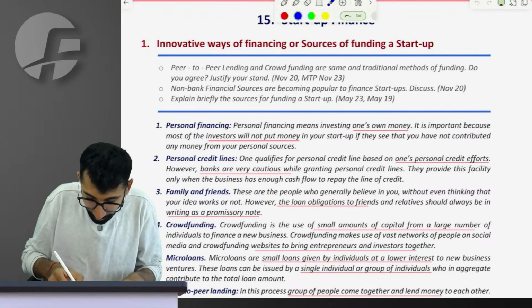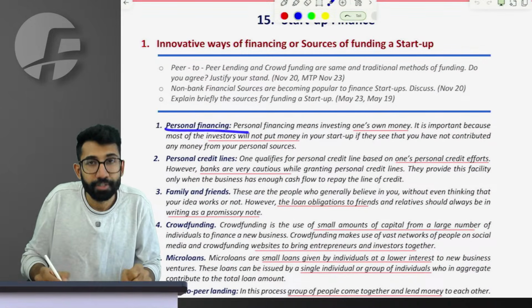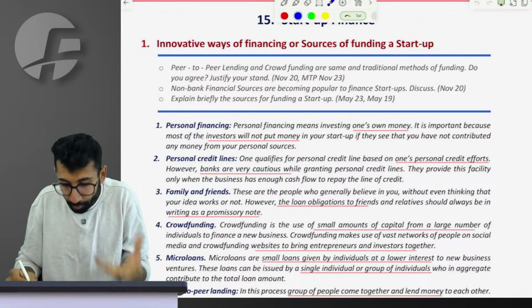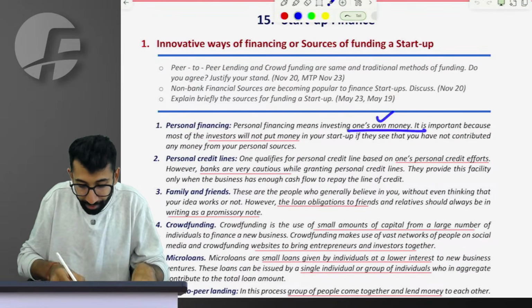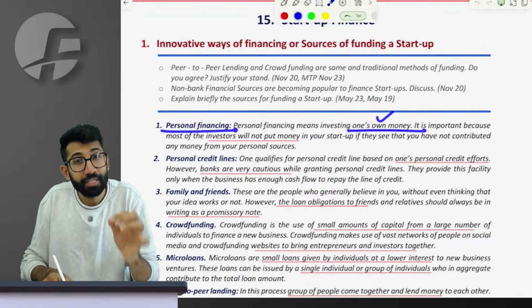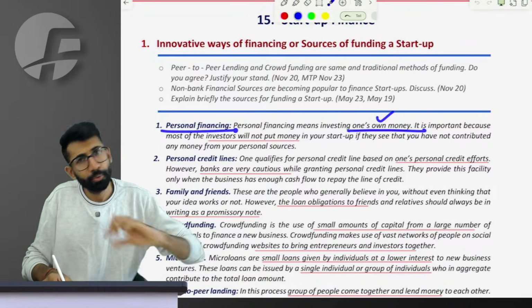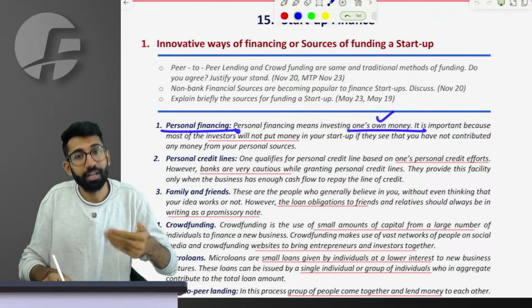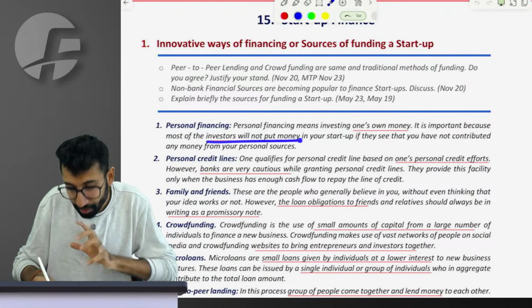Sir, first source is personal financing, which means when I start a business, I have to invest my own money. So investing your own money is personal financing. And please understand, no outside party, no investor, no relative will put their money unless we put our own money in the business. So they will not put their money.